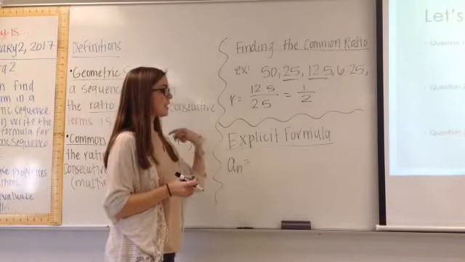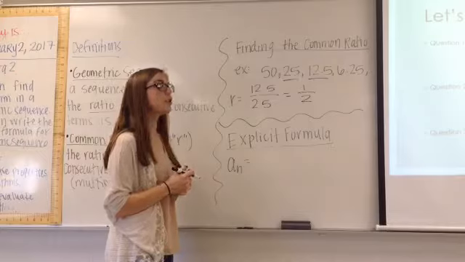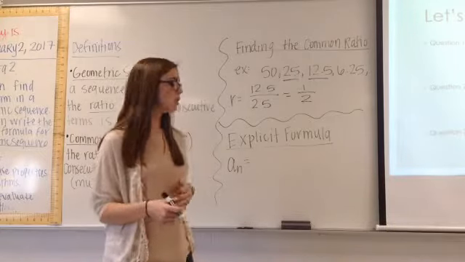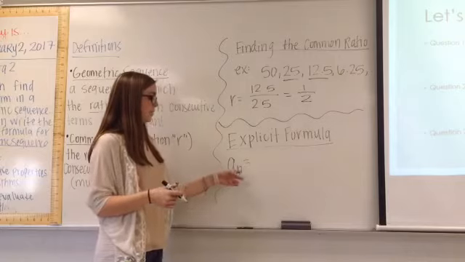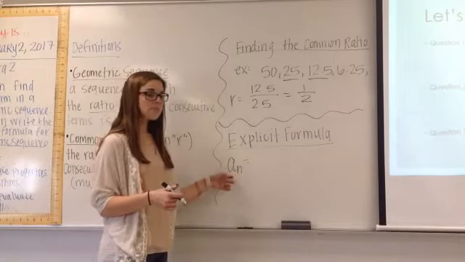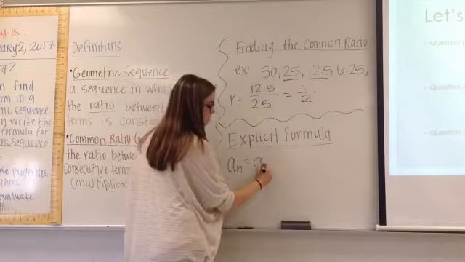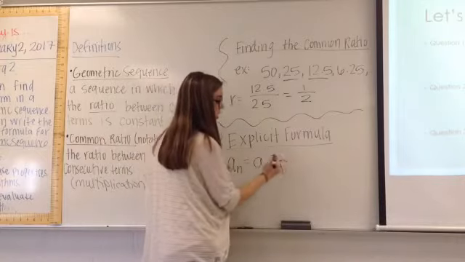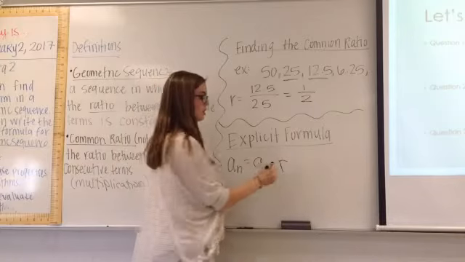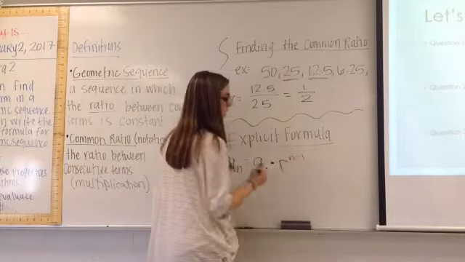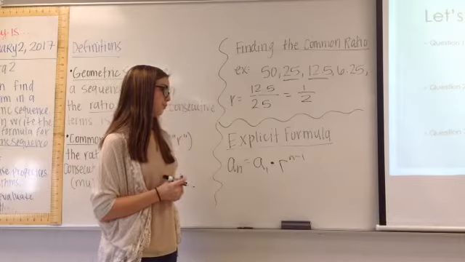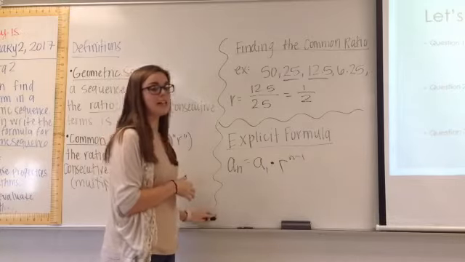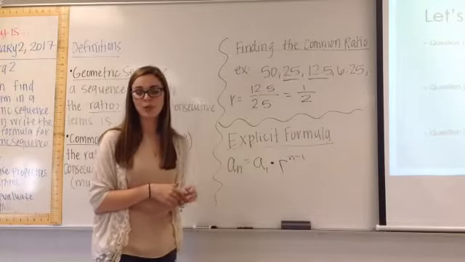So moving right along, our explicit formula. Our new explicit formula, because it's a different type of pattern, so we can't use what we've been using. It's still going to be a sub n, remember that means any term, equals a sub 1 times r, so our common ratio, to the n minus 1 power. So if you need to pause the video to get down that information, go ahead and do so.